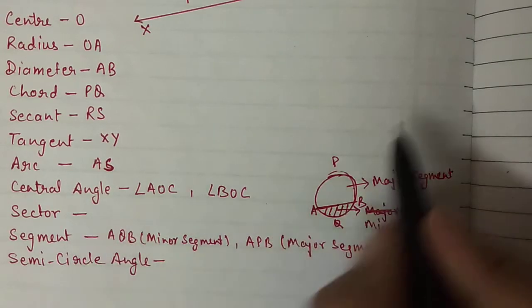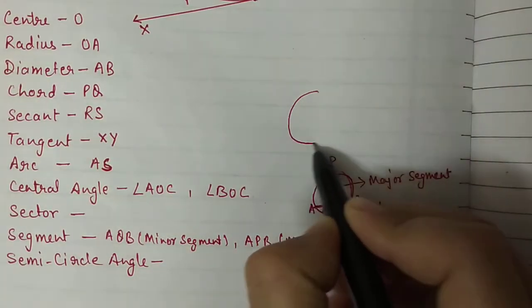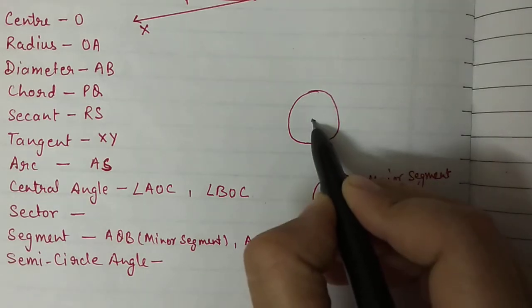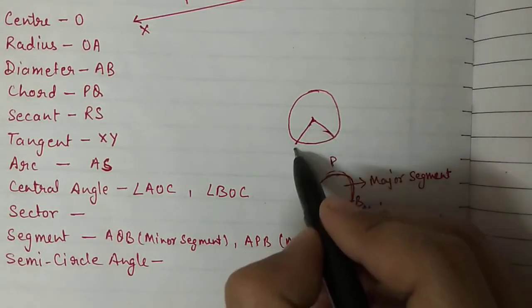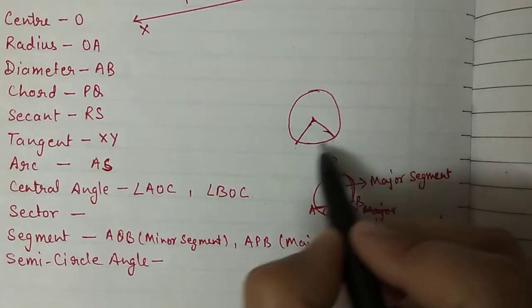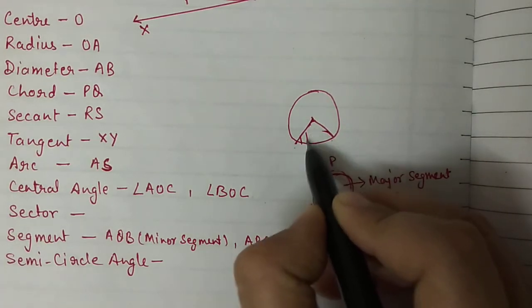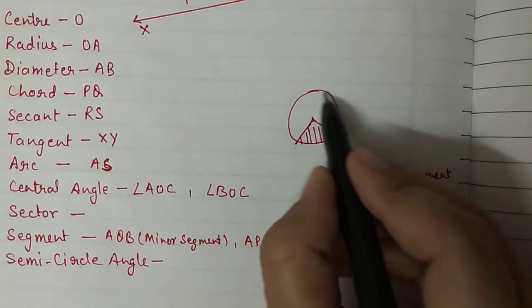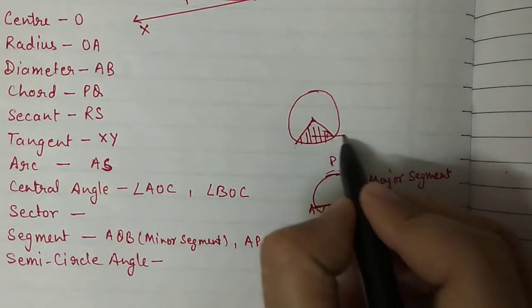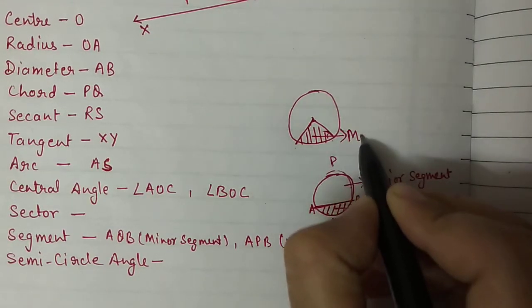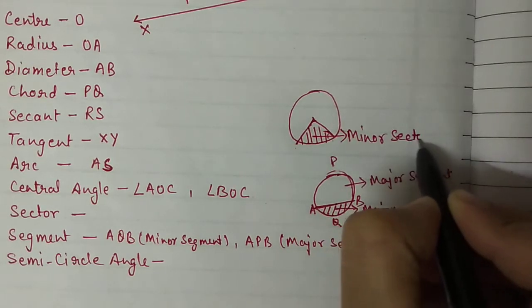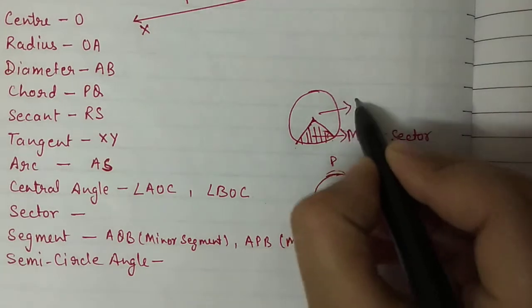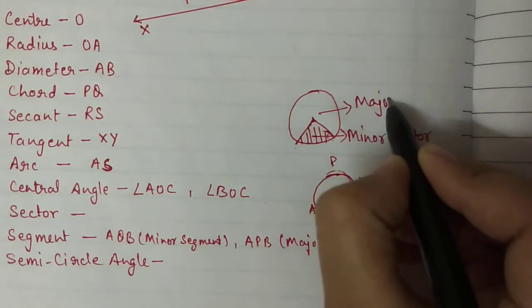If we talk about the sector, then sector means, if you divide the circle into 2 parts with the help of 2 radii. So with the help of these 2 radii, this circle has been divided into 2 parts. One part is this and one more part is this one. So this smaller part we will call the minor sector, and this bigger part we will call the major sector.